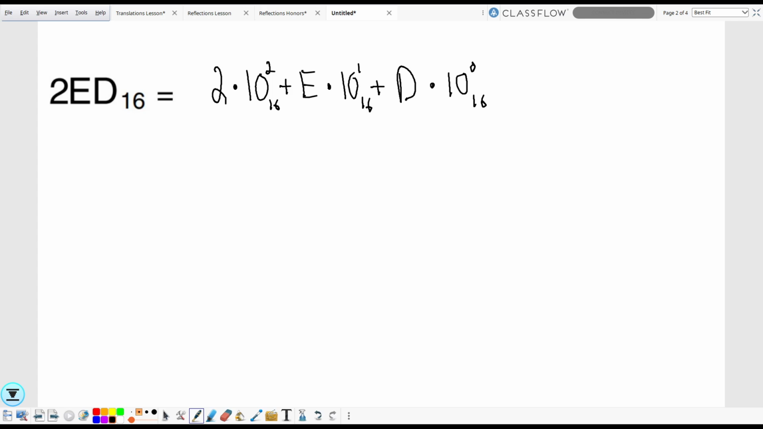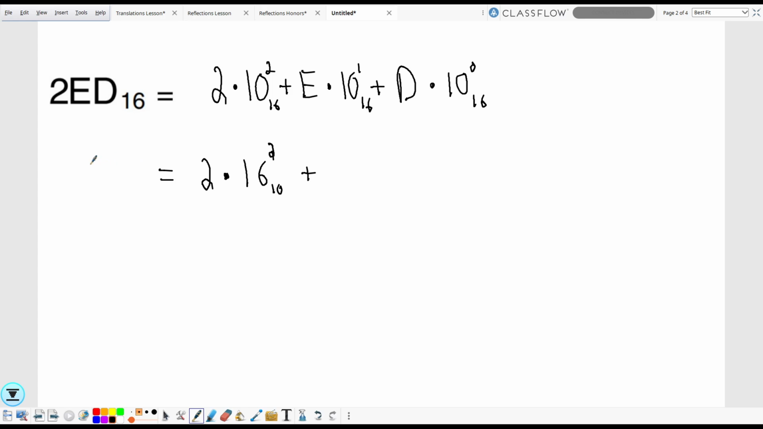That's what I mean: every number is base 10 within its own number system. But the change happens when we change it to our number system. So we know that since hexa is base 16, I'm going to swap out the 10s for 16s. So 2 times 16 squared, because this is our jump to base 10 for our conversion.